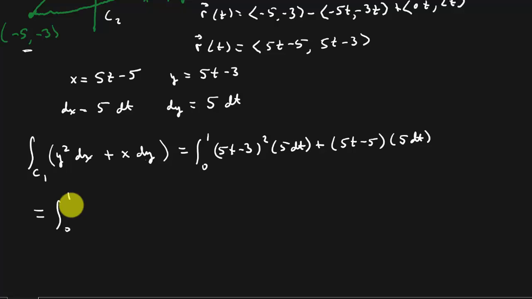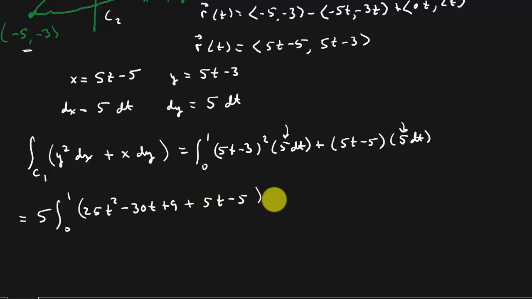Now, look, let's do this. Let's pull out a 5. I'm factoring out this 5 and this 5. And then if I fold that out, that's going to give me 25t squared minus 30t plus 9 plus 5t minus 5, and then dt. We're integrating all that with respect to t.